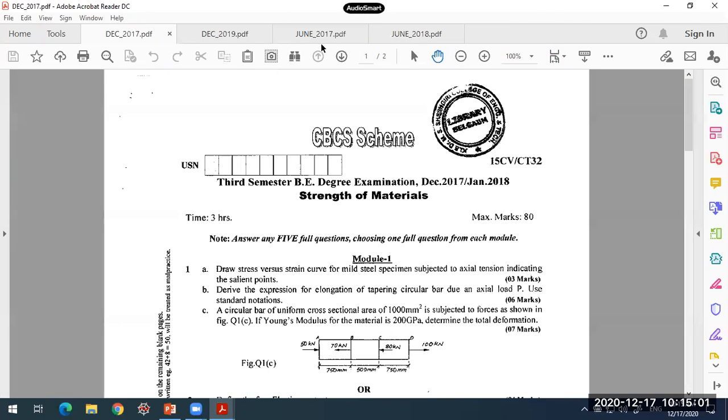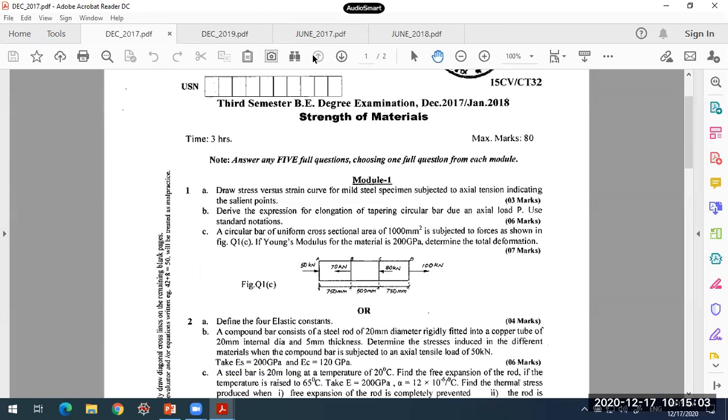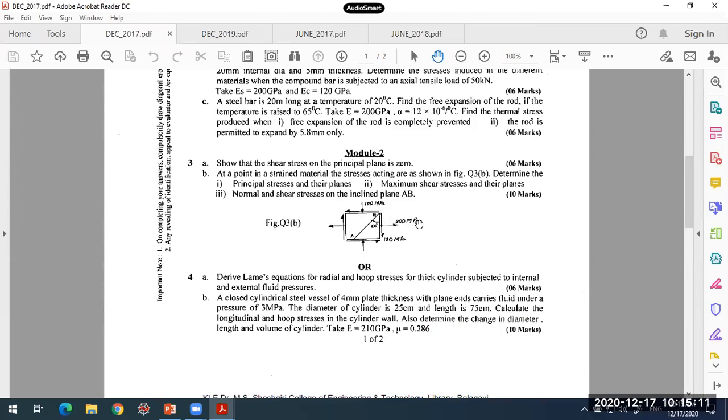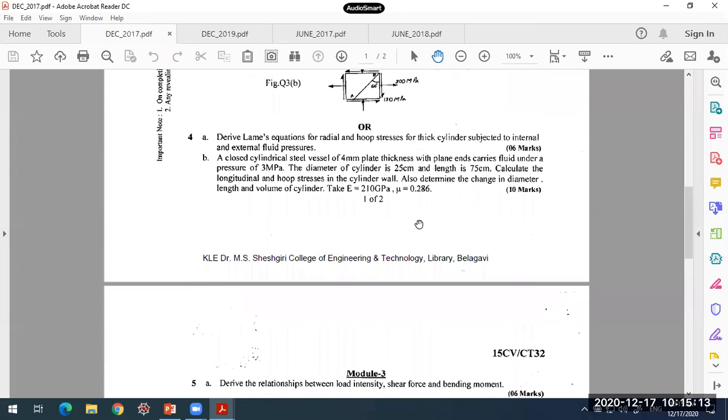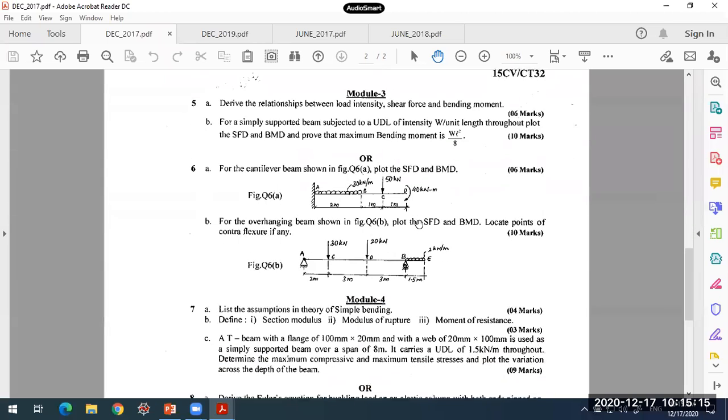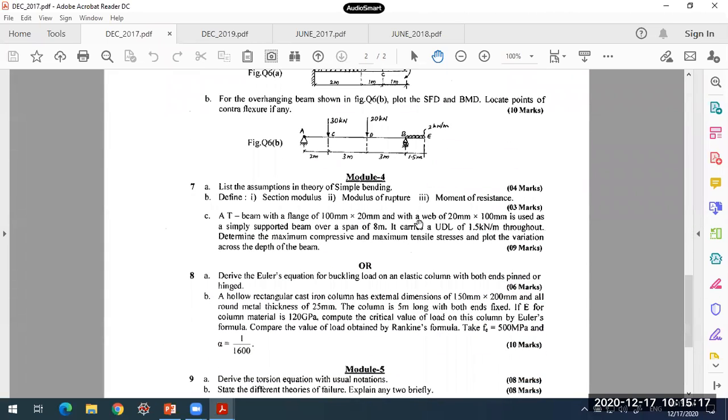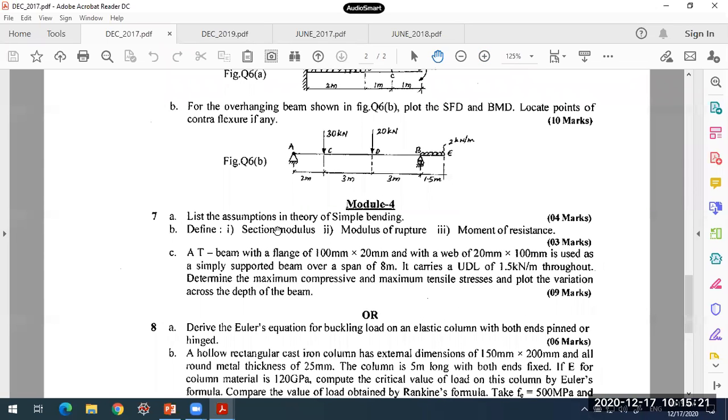Is the screen visible, what I am sharing now? This is from the December 2017, January 2018 question paper. These are previous modules. In the present module, module number 4, the first question asked is: list the assumptions in the theory of simple bending. Define section modulus, define modulus of rupture, and moment of resistance. Such questions you'll come across.